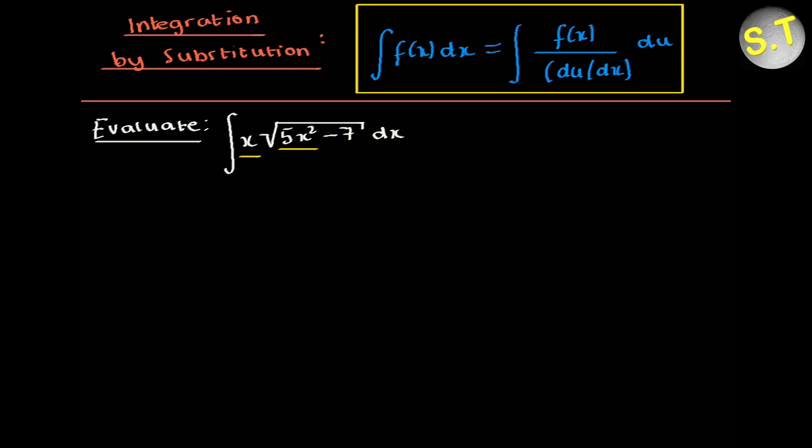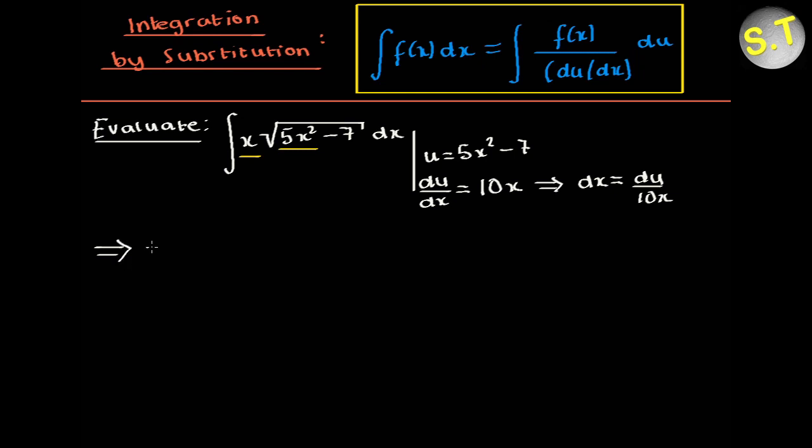So since 5x squared minus 7 can be differentiated to give us some term in x, we can use the u substitution. u is equal to 5x squared minus 7. And again, if we take the derivative of this, we have du with respect to x is given by 10x. So that means again that we can find that dx is equal to du divided by 10x. So let's apply our substitutions now.